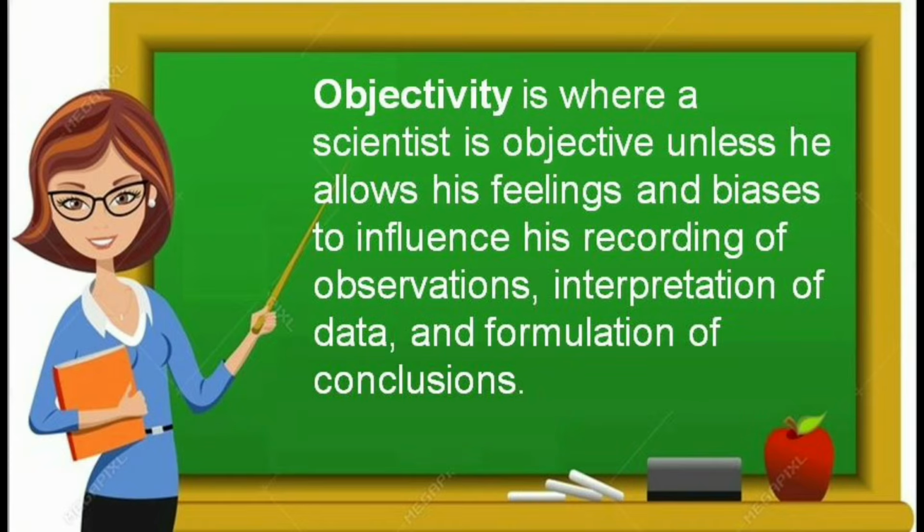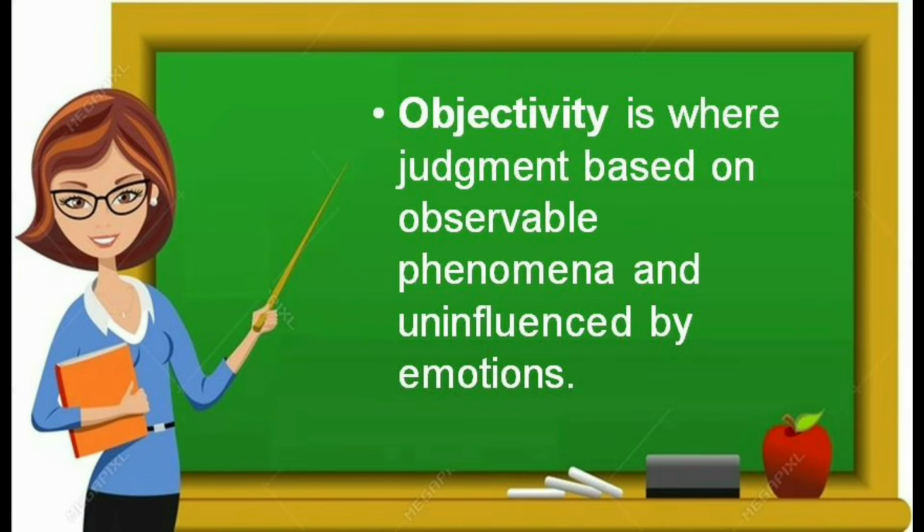Objectivity is where a scientist is objective unless he allows his feelings and biases to influence his recording of observations, interpretation of data, and formulation of conclusions. It is where judgment is based on observable phenomena and not influenced by emotions. Objectivity is an attitude of an individual that records data and observations. He or she tends to interpret this data prior to the actual observation and experimentation that was made as well as verifies the observation's consistency.